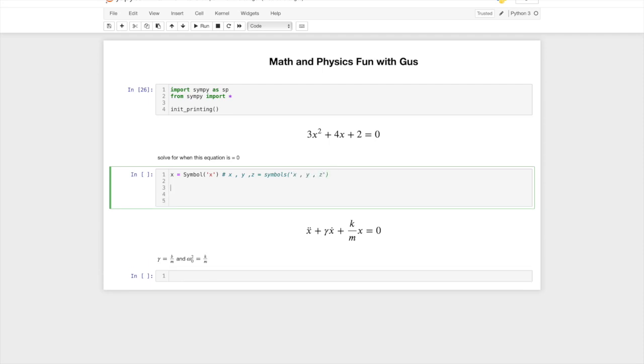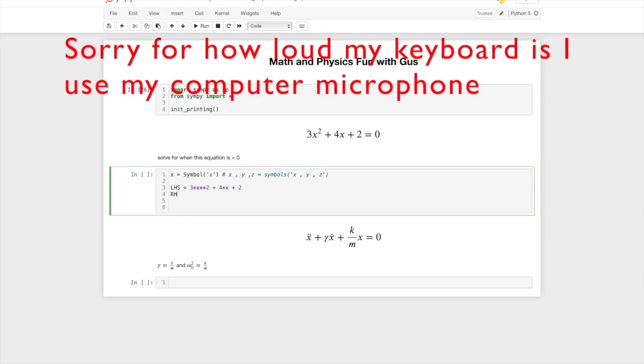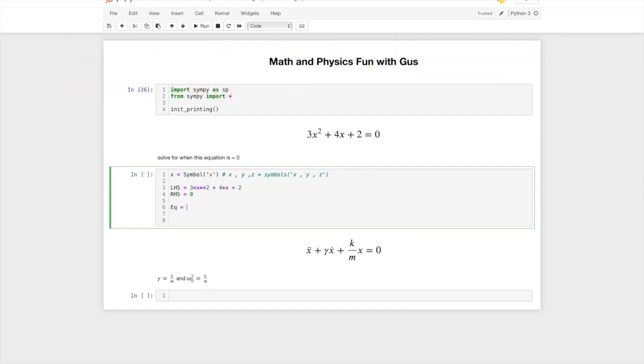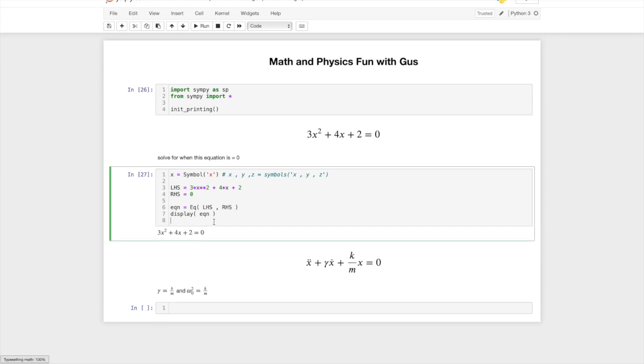Now we want to set up our left-hand side of the equation, and that's going to be 3 times x squared plus 4 times x plus 2. Right-hand side, which is just 0. And then we can use Eq, which is equation for SymPy, so you can define equations. We're going to do left-hand side, comma, right-hand side. And then we're going to display the equation so we can see if we did it right. And let's see if our equation looks good. That looks good to me.